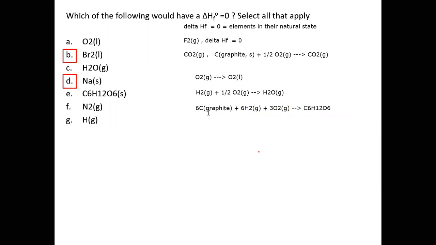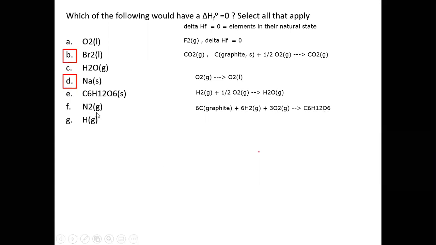And so this would be the formation equation of C6H12O6. Again, it's derived from elements in their natural state to give you 1 mole of product. The key thing is that you have 1 mole of product in the reaction. That's a formation equation.